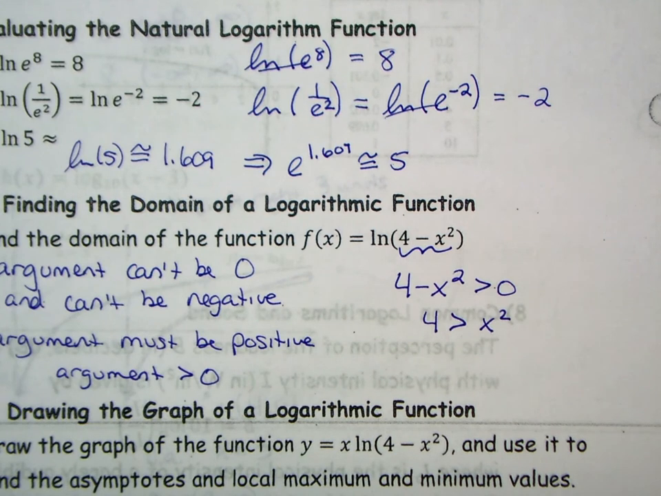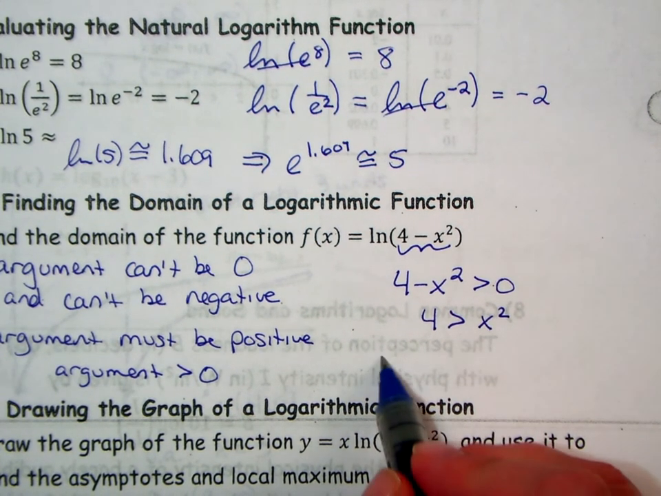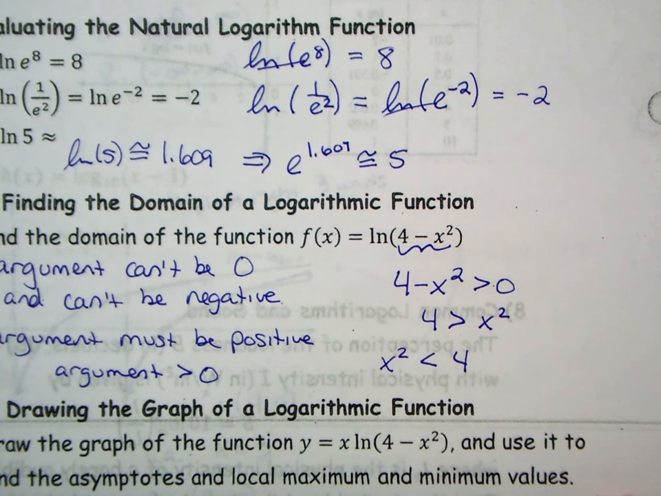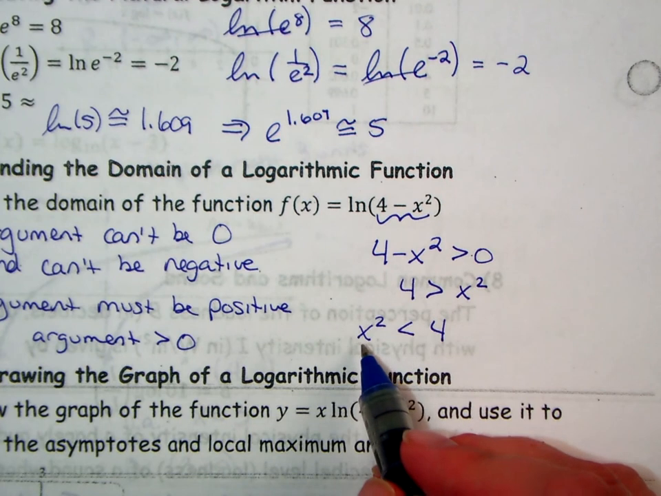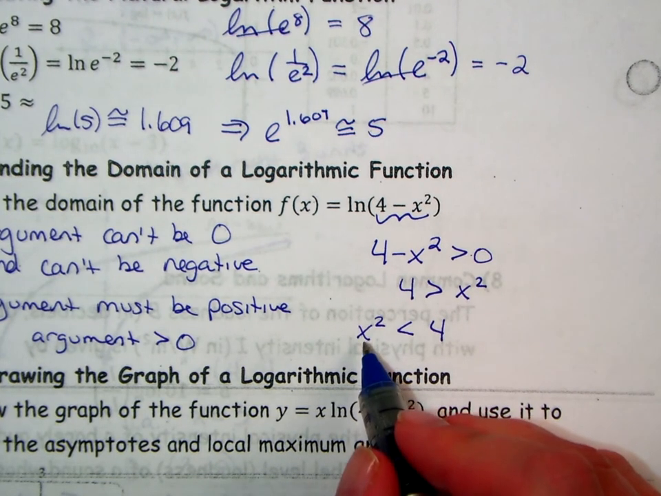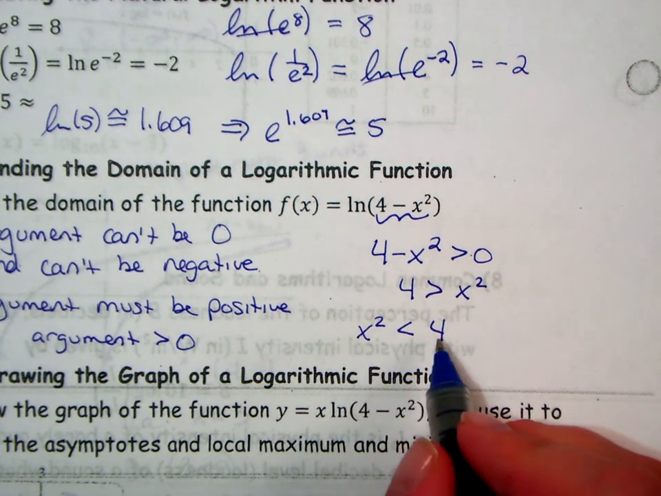Now, if I switched this around and wrote the x squared first, I'd get x squared is less than or equal to 4, right? Where is that true? For what numbers squared are going to be less than 4? We can square 2, we could square 1, 0, -1, -2. It's all the numbers between -2 and 2 here.